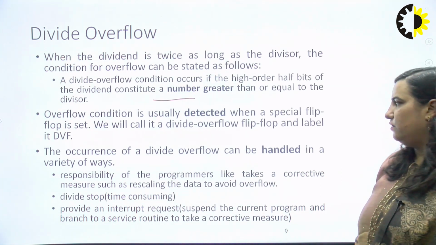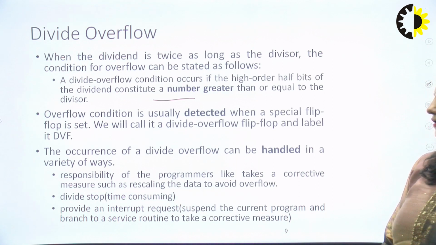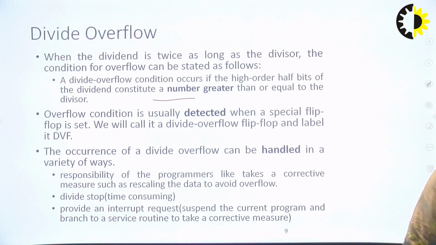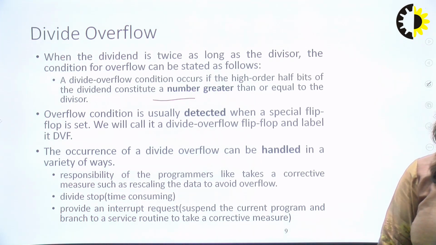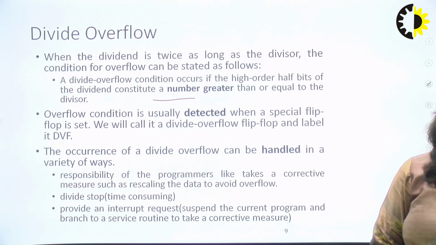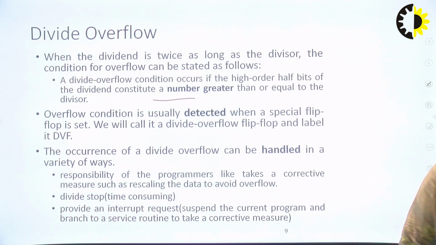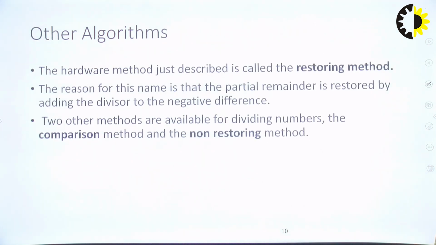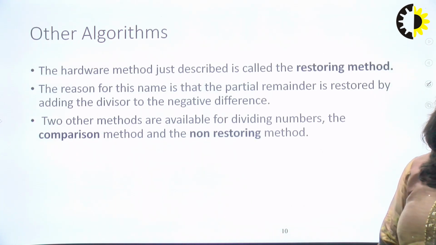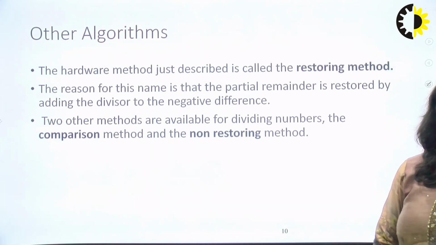And the occurrence of a divide overflow can be handled in a variety of ways. It is the responsibility of programmers to take a corrective measure such as rescaling the data to avoid overflow. We can simply halt the divide, but it is time consuming. We can also provide an interrupt request, suspend the current program and branch to a service routine to take a corrective measure. And the other algorithms for division are the restoring method and the comparison method.